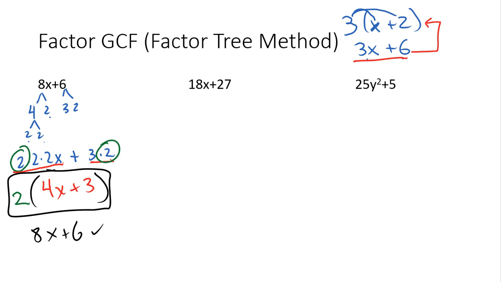Okay, so let's look at the next one. We've got 18x plus 27. And we're going to start by looking for common factors by splitting this thing up. So we'll start by looking at 18, and if we split apart 18, that's going to split apart into 9 times 2.